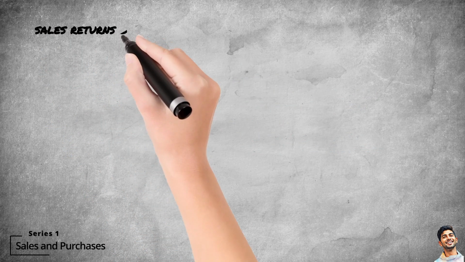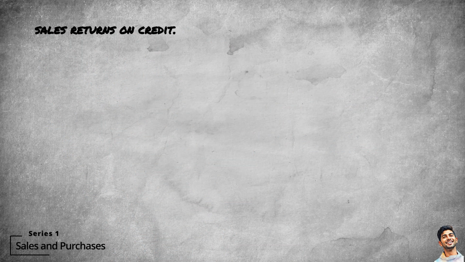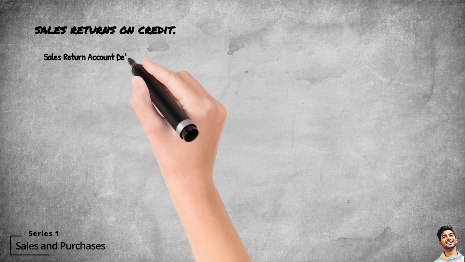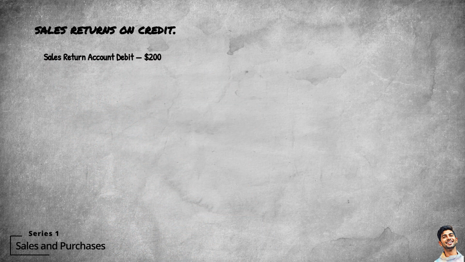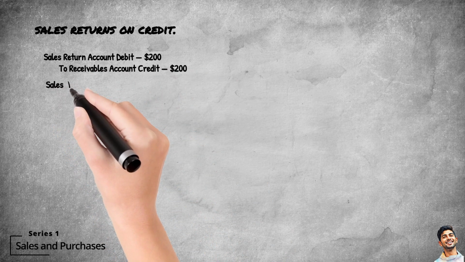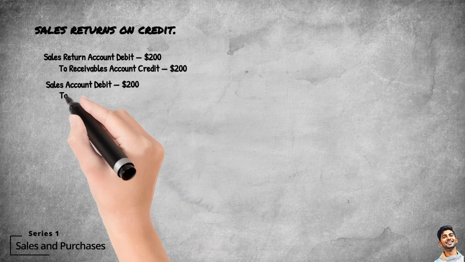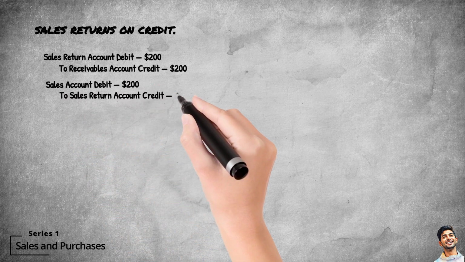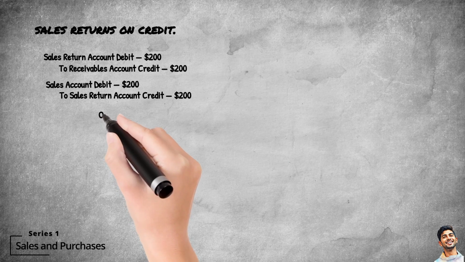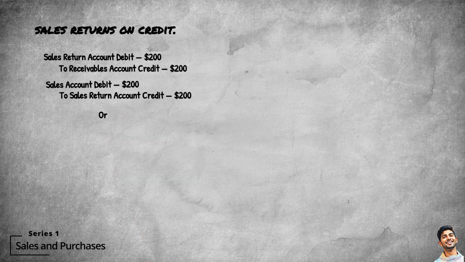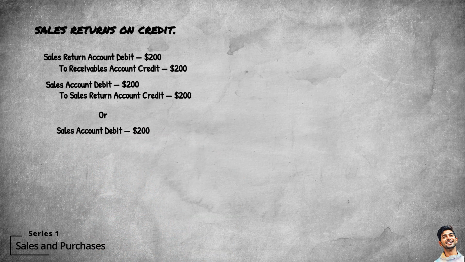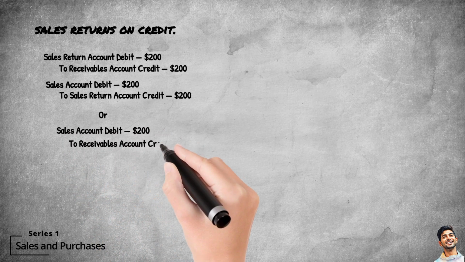Now what if goods are returned? Let's start with the sales return on credit. The entry would be sales return account debit $200 to receivables account credit $200. Then sales account debit $200 to sales return account credit $200. Now, sometimes businesses pass a simple net entry directly, like sales account debit $200 to receivables account credit $200.